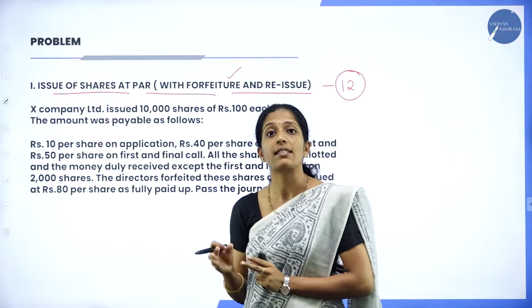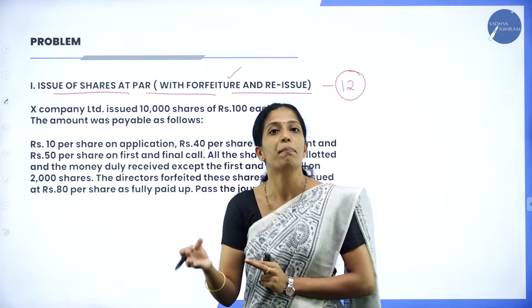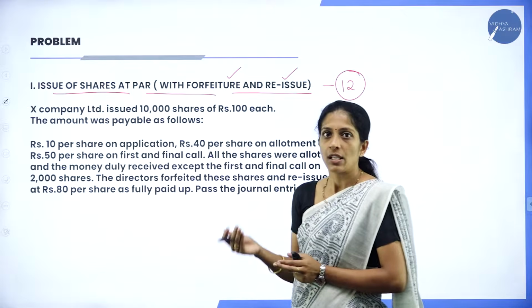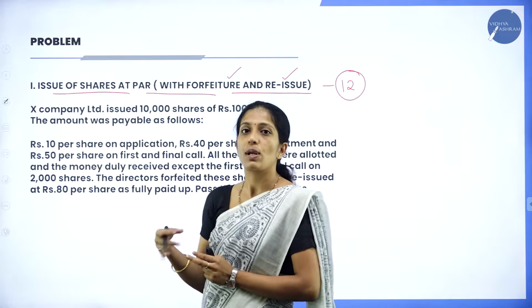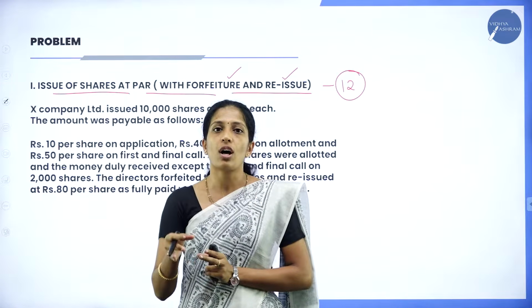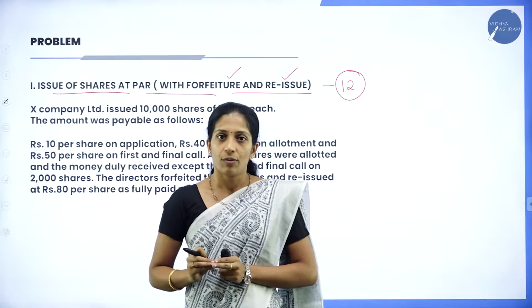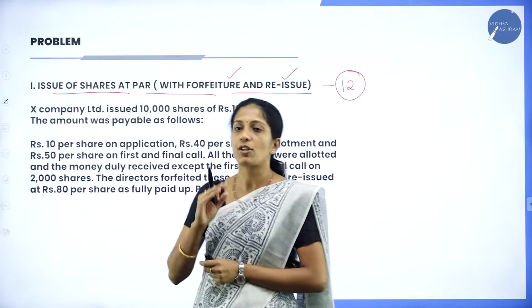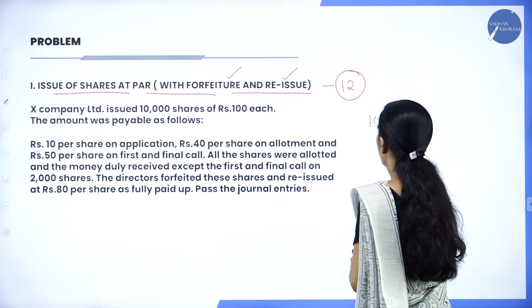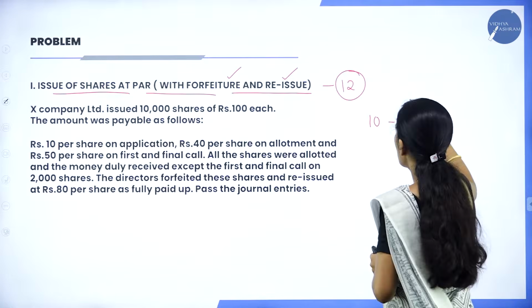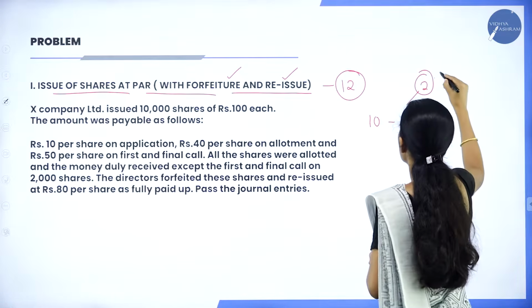Forfeiture means cancellation of shares which have not been paid, and they will be reissued once again. Normally they will reissue at a discount, which is lesser than the face value of the shares. Suppose the value of a share is 10 rupees and it is reissued at rupees 8. It means 2 rupees is what? That is the discount.